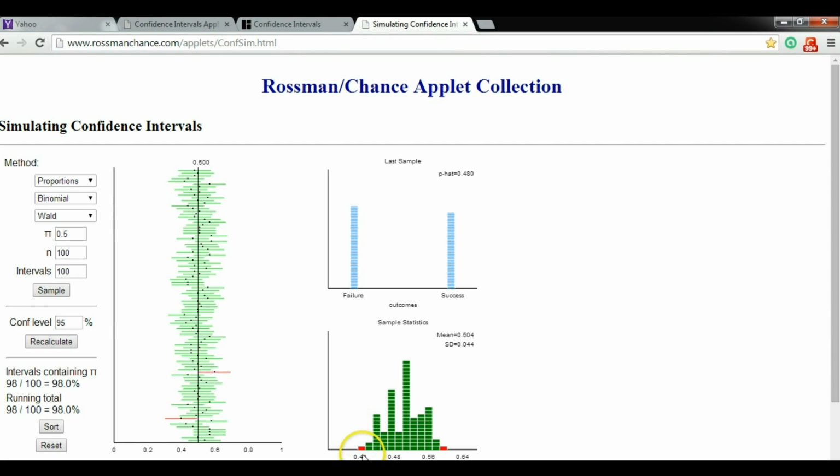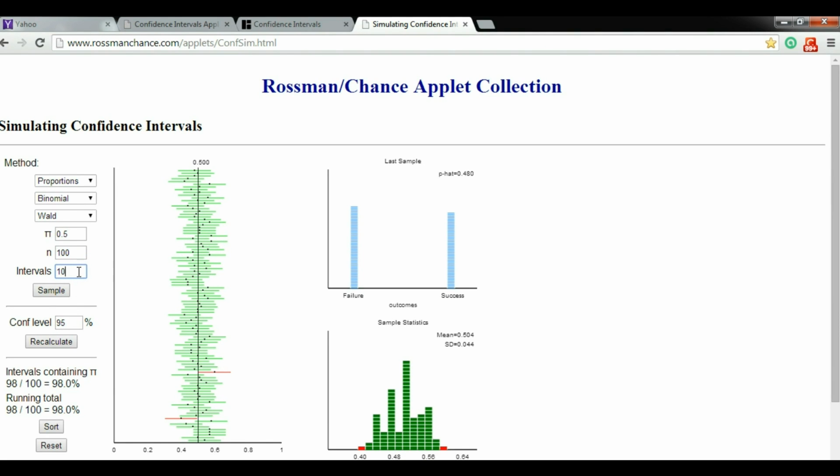Our last distribution was in the 0.3s to almost 0.7. Well, this one goes from above 0.4 to below 0.6. So we have less variation in our sampling distribution. Hence, that's why these intervals are not as wide.